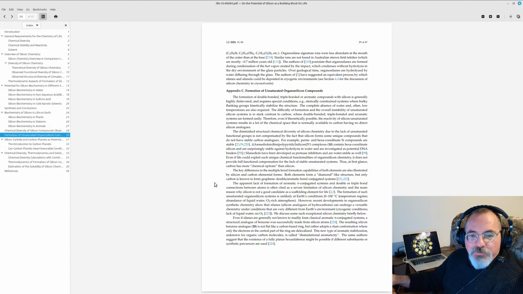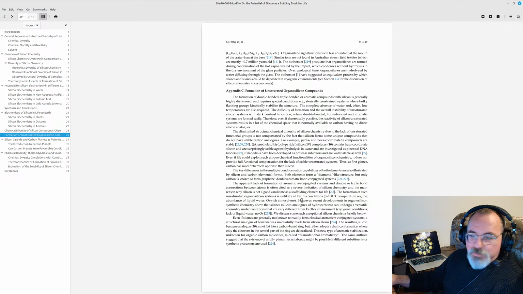The apparent lack of formation of aromatic pi-conjugated systems and double or triple bond connections between atoms is often cited as a severe limitation of silicon chemistry, and the main reason why silicon is not a good candidate as a scaffolding element for life. The formation of such unsaturated organosilicon systems is unlikely at Earth's conditions, that is, 0 to 100 degrees centigrade temperature regime, an abundance of liquid water, and an oxygen-rich atmosphere.